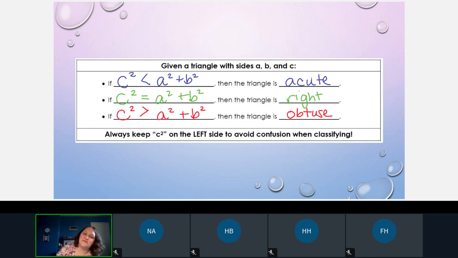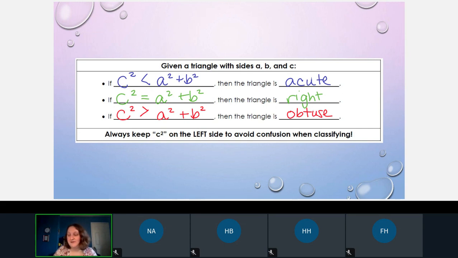Okay, so I would definitely put these on some flashcards maybe. On one side, acute triangle, and then the blue equation. Maybe on one side, right triangle, and then the Pythagorean theorem. And on one side, obtuse, and the other side, c squared is greater than a squared plus b squared.